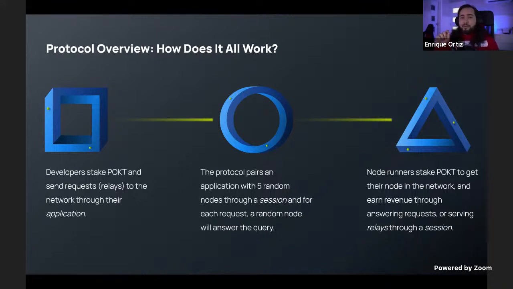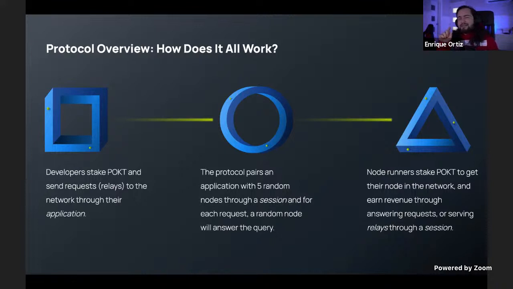Node runners receive the relays through their Pocket nodes, right? And then from their Pocket nodes, they go to their data nodes. Let's say they go to the Ethereum full node that they're running. They then serve the relay from the node and fulfill the request of the application. And of course, they earn Pocket in the process.